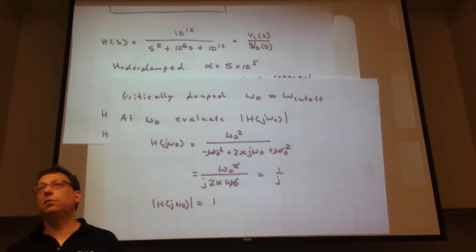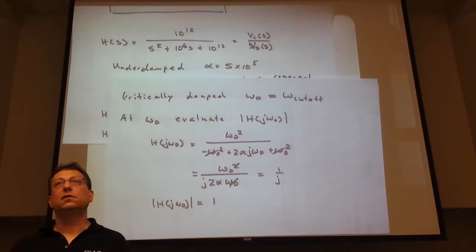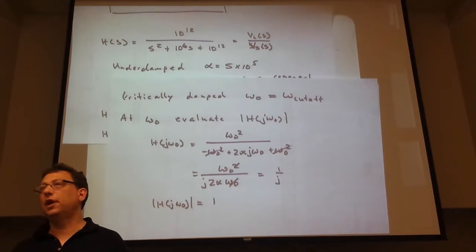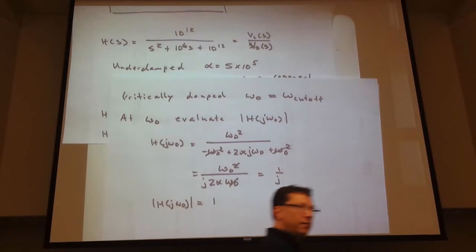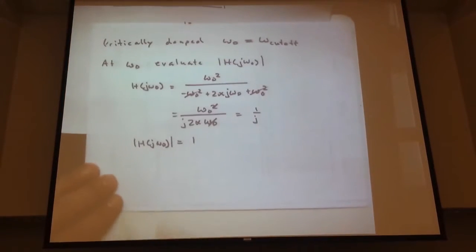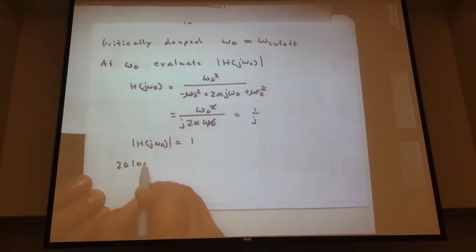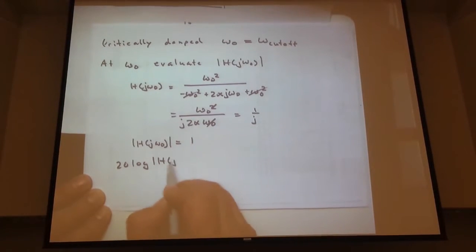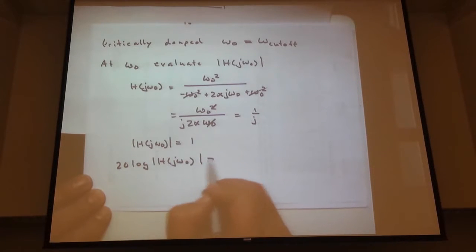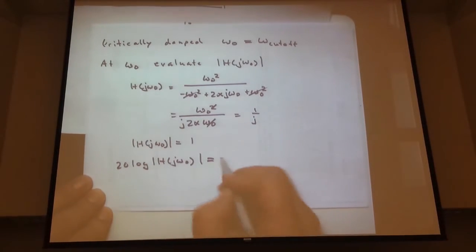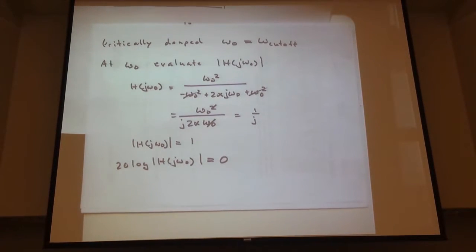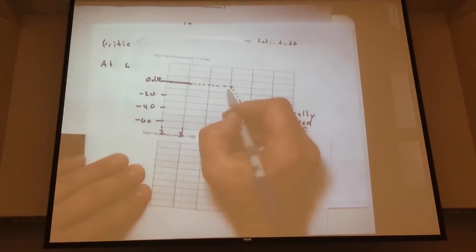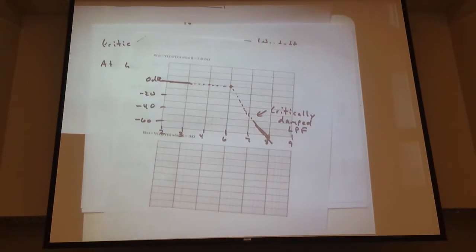Is everybody comfortable with what I just did? I didn't explicitly fill in a couple steps, but everybody agree? Well, then what's our dB? 20 log of H of j omega naught equals what? So what have I just done? At this point, I have 0 dB, and that's a point I can know exactly.